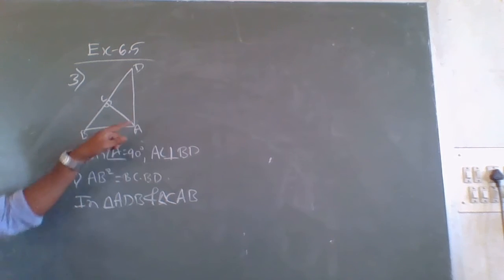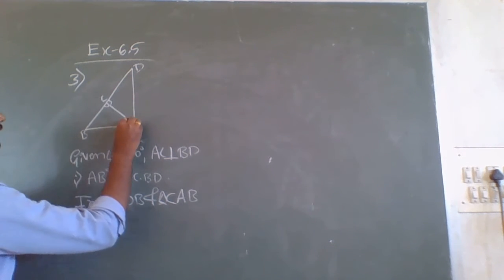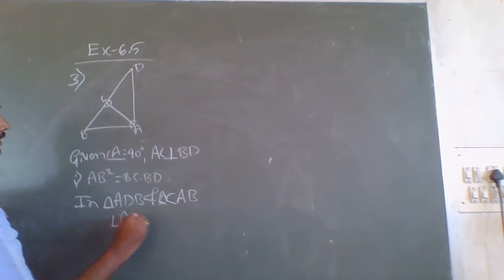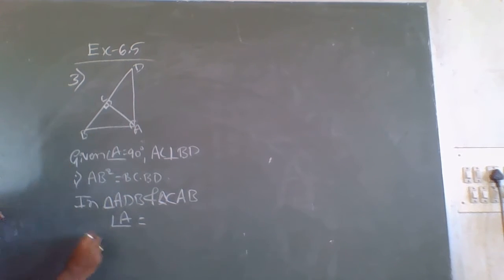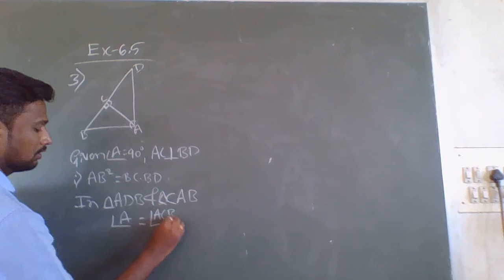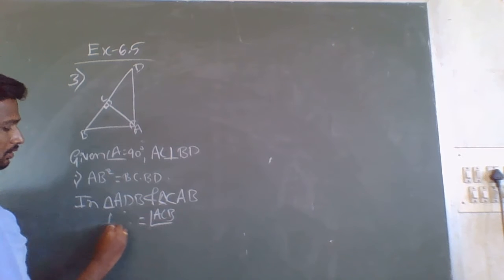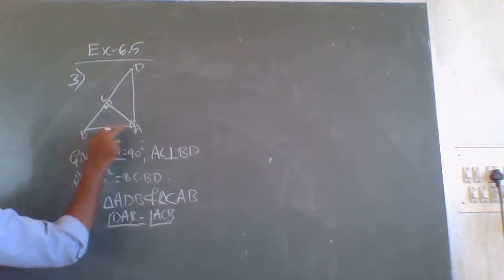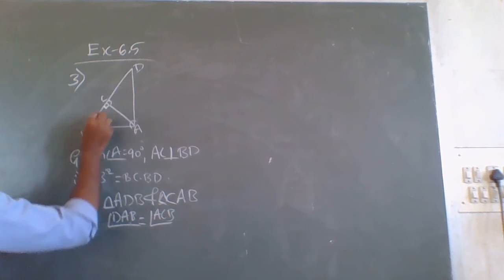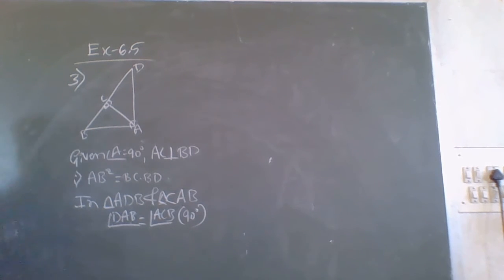So here in triangles ADB and CAB, in triangle ADB angle A is 90 degrees. In triangle CAB this angle is angle ACB. In the place of angle A we can write angle DAB. These two angles are equal: DAB is 90 degrees and ACB is 90 degrees. So both the angles are 90 degrees, therefore these two angles are equal.